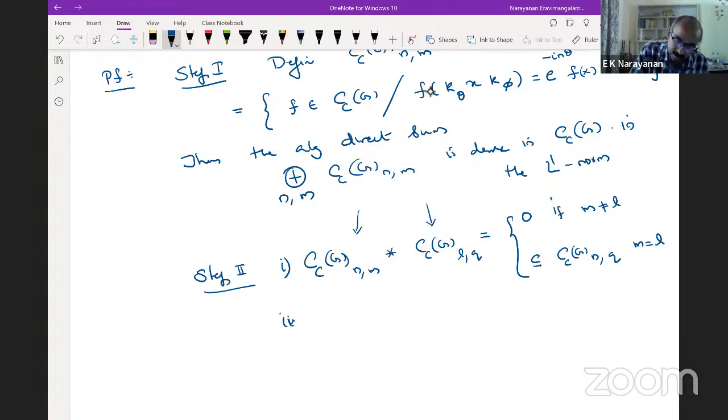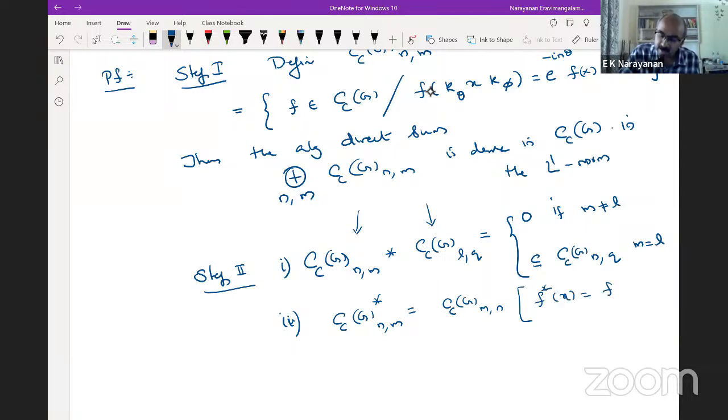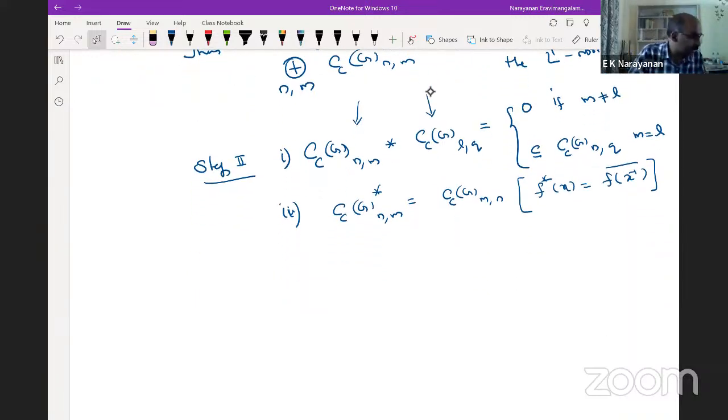2. C_c(G) n,m star equals C_c(G) m,n. M and n will get interchanged. What is star here? The star operation is f star of x equals f of x inverse, bar, right? That is the usual adjoint action on L1 of G. Okay, it's unimodular, so there is no modular function that gets multiplied.